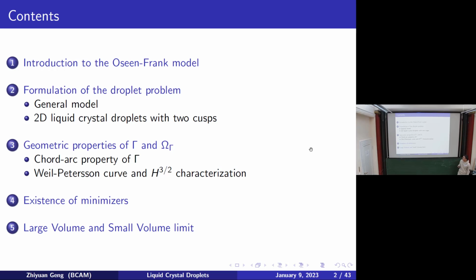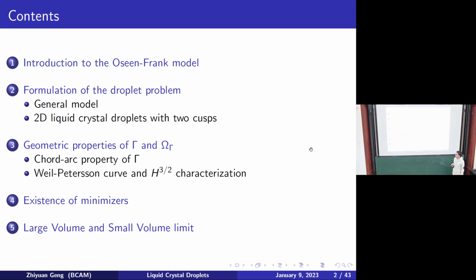Firstly, I'm going to introduce the Oseen-Frank model, and thanks to Giacomo, we're already familiar with this model. Then I will formulate this droplet problem as a free boundary problem. Then I will give some preliminary analysis of some geometric properties of the admissible set. For the next part, I will give the existence of the minimizers. For the last part, I will talk about some asymptotic behavior of the droplet in some limiting regions.